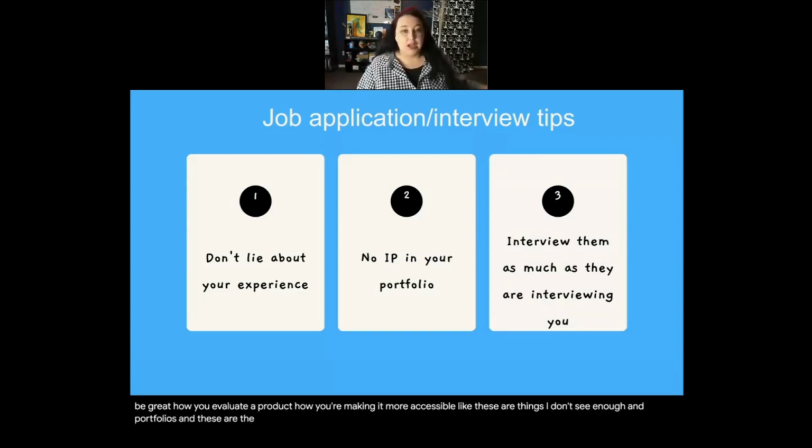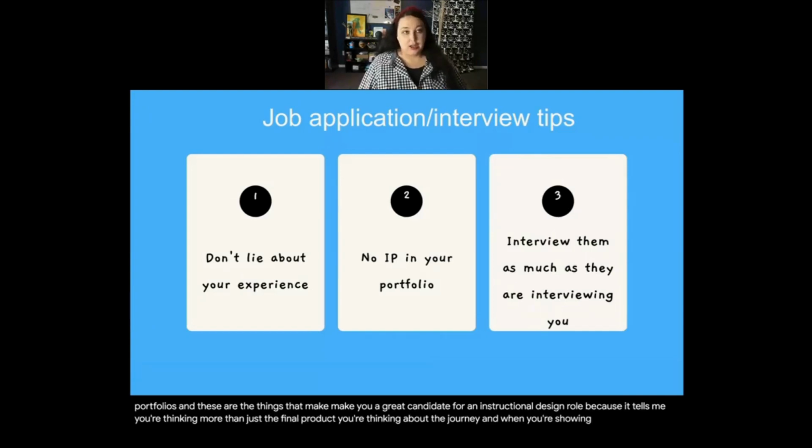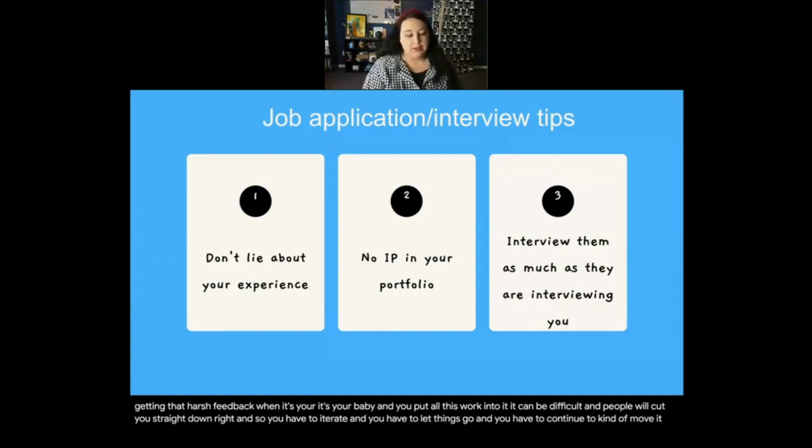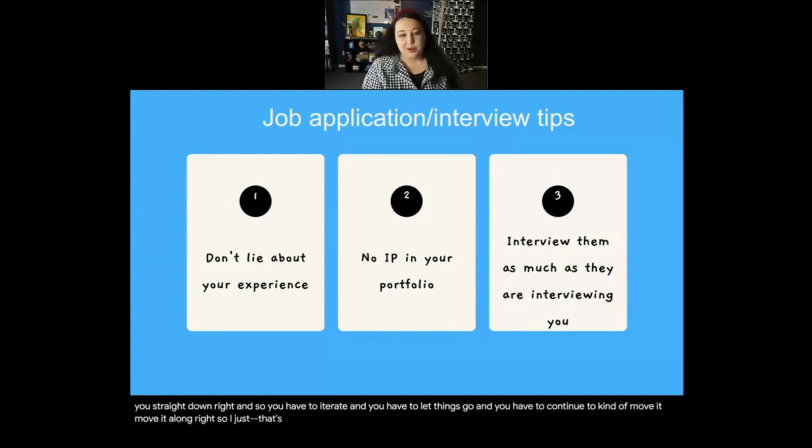And these are the things that make you a great candidate for an instructional design role, because it tells me you're thinking more than just the final product. You're thinking about the journey. And when you're showing me your journey, that shows me that you are open to, again, the feedback, because I will also tell you another thing. In your first couple roles, I think getting that harsh feedback when it's your baby and you put all this work into it, it can be difficult and people will cut you straight down, right? And so you have to iterate and you have to let things go and you have to continue to kind of move it along, right? So that's my little sidebar about portfolio.